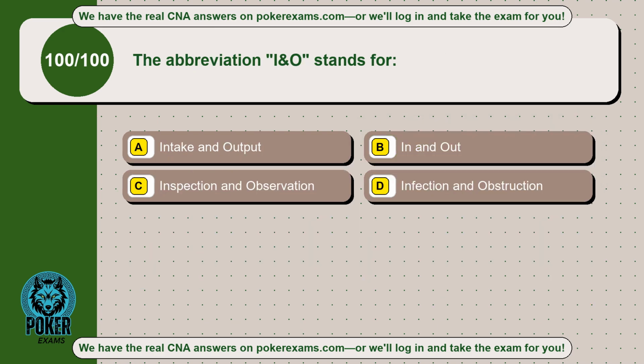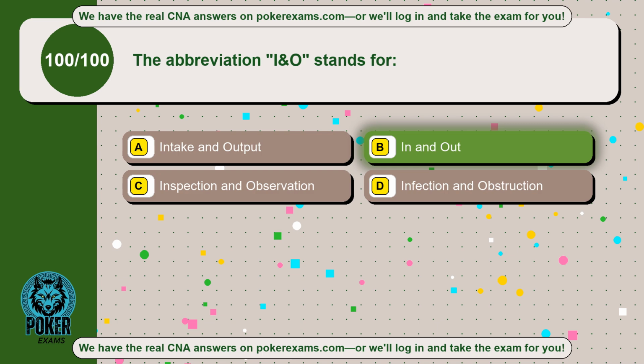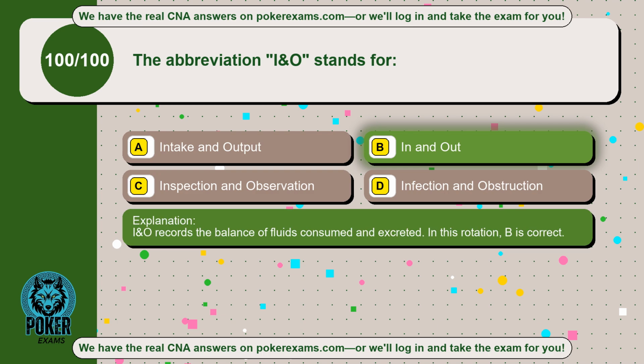Question 100. The abbreviation I&O stands for: Option A. Intake and output. Option B. In and out. Option C. Inspection and observation. Option D. Infection and obstruction. The correct answer is option B, in and out. I&O records the balance of fluids consumed and excreted. In this rotation, B is correct.